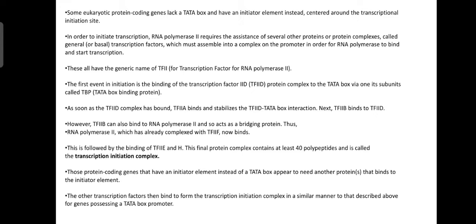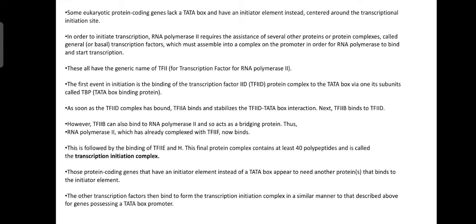So, what transcription factors have we learned? Transcription factor IID, then A, B, then after that F, E, H, etc.